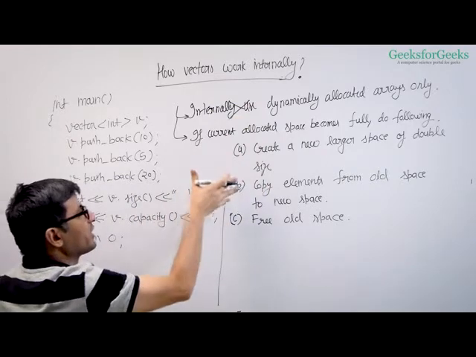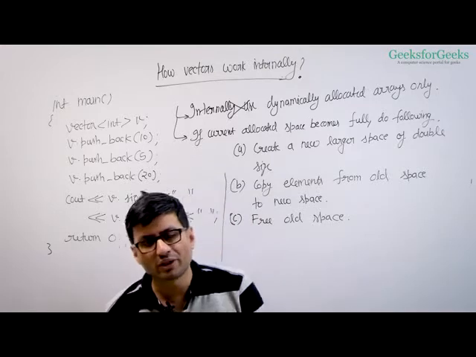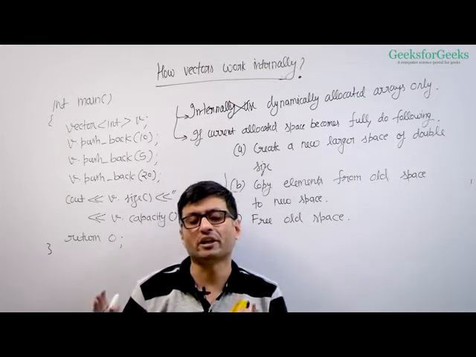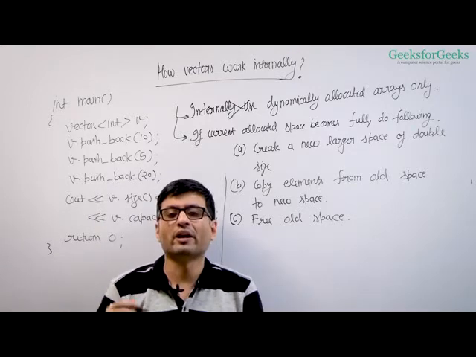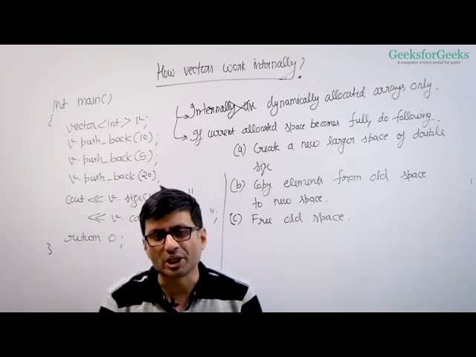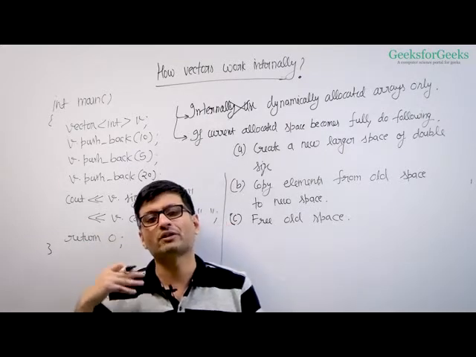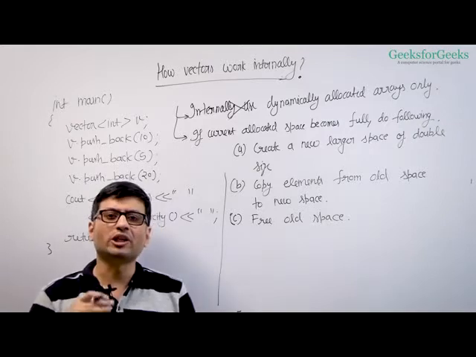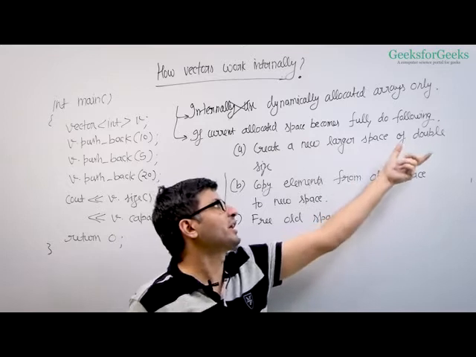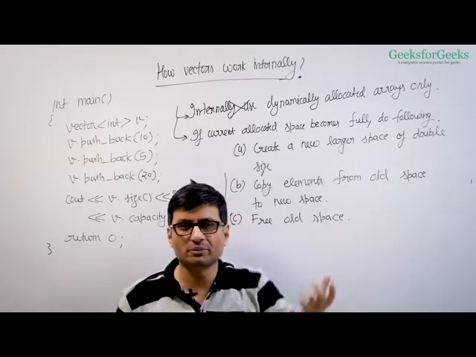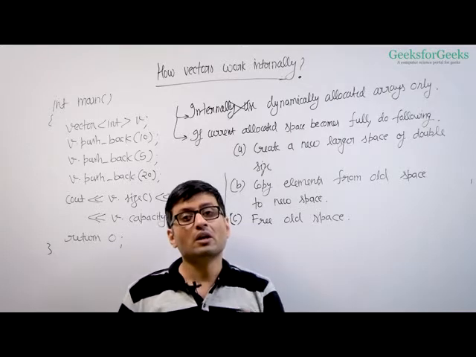So if the current allocated space becomes full, you create a larger dynamically allocated array. You create a dynamically allocated array of double the size. That's the simple implementation. And then you copy the current elements to this newly allocated space. And if the copy is successful, then you delete the previously allocated space. That's the simple algorithm. This double might be something else, triple or something else, depending upon the implementation, but that's the basic idea.